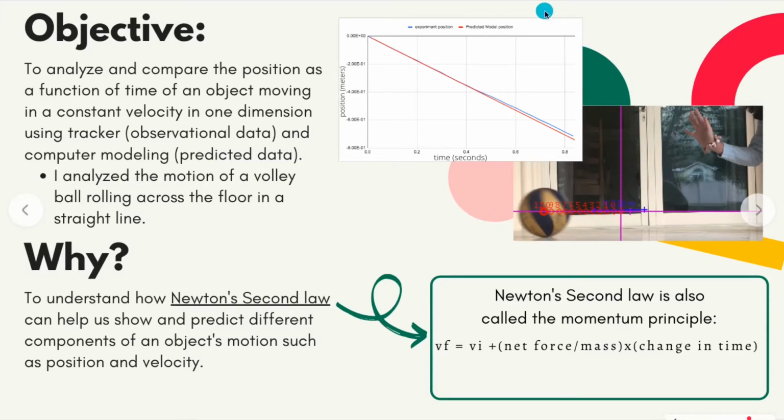Here we can see a preview of my results. This graph is comparing our observed position of the ball with the predicted model position of the ball. We will discuss later why there are differences between these.